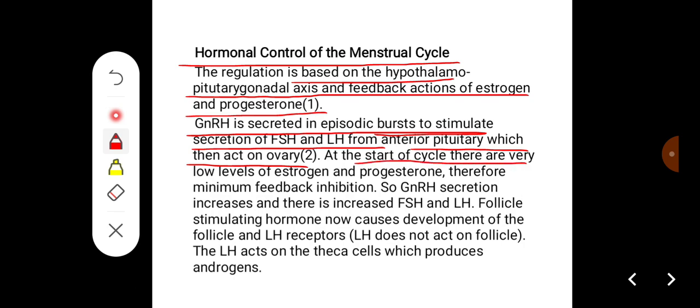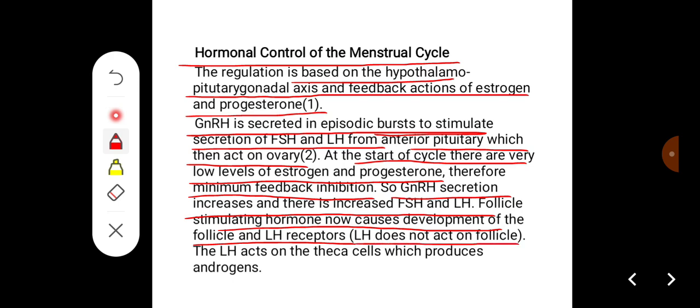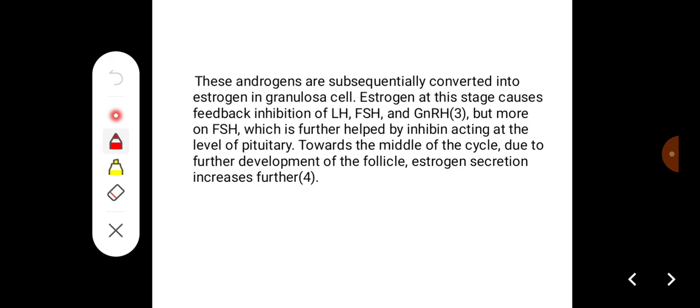At the start of the cycle, there are very low levels of estrogen and progesterone, therefore minimum feedback inhibition. So GnRH secretion increases and there is increased FSH and LH. Follicle stimulating hormone now causes development of the follicle and LH receptors. LH does not act on the follicle. The LH acts on the theca cells, which produce androgens. These androgens are subsequently converted into estrogen in granulosa cells.